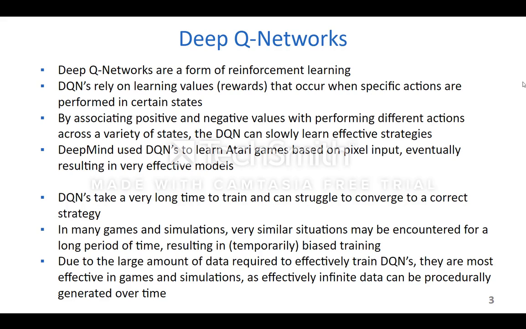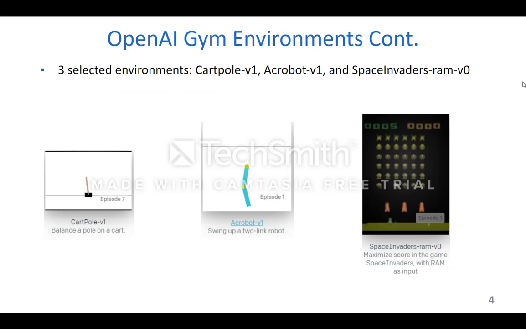Deep Q networks associate positive and negative rewards with performing different actions across a variety of states. By associating these positive and negative values with the different states, the DQN can slowly learn effective strategies for maximizing positive rewards. They can take a very long time to train and can struggle to converge to a correct strategy. Due to the amount of data required to effectively train them, they're most effective in games and simulations, as infinite data can be procedurally generated.